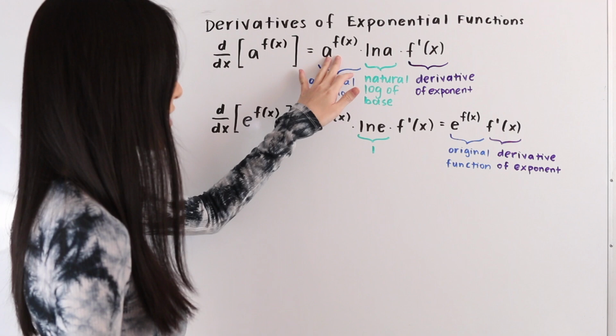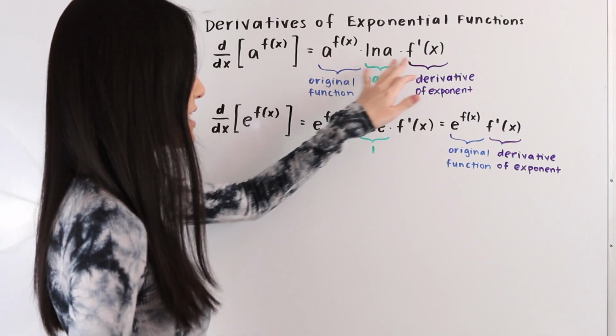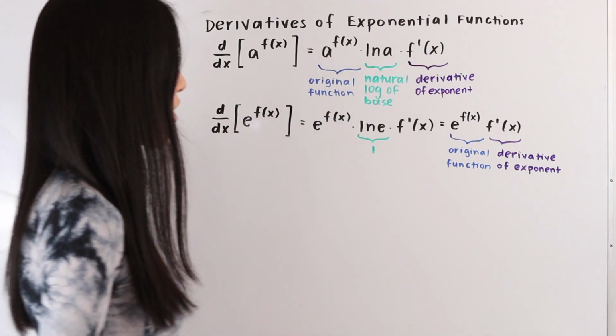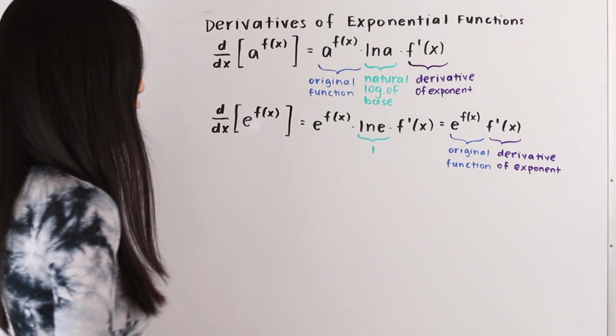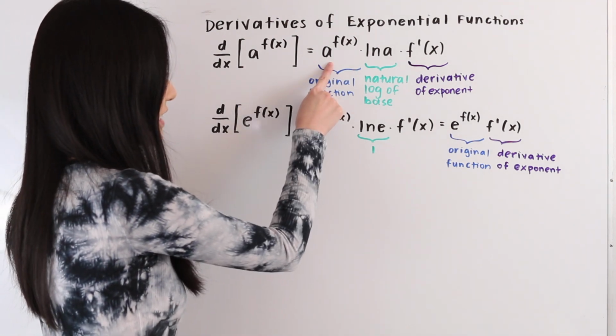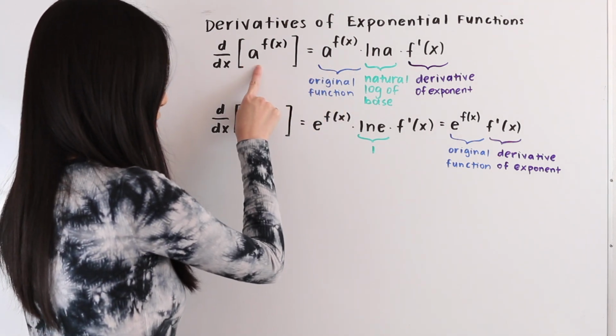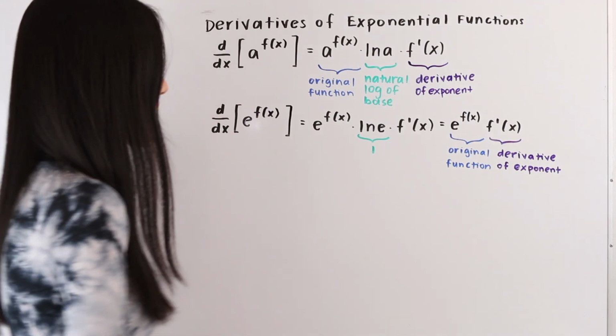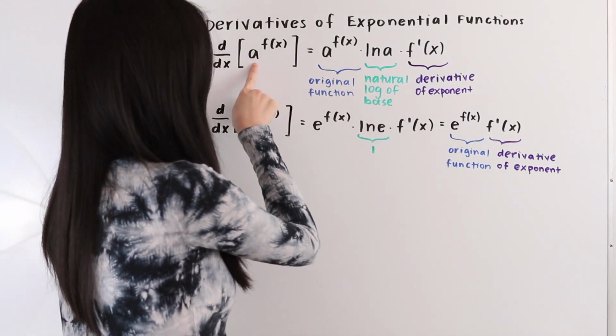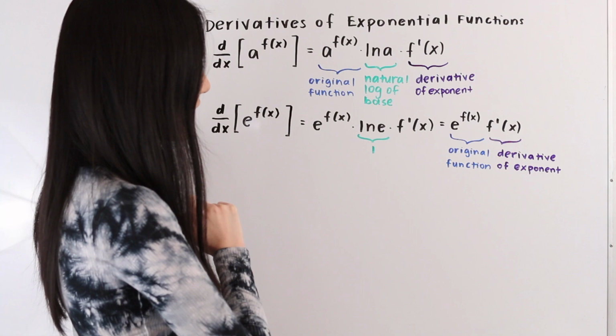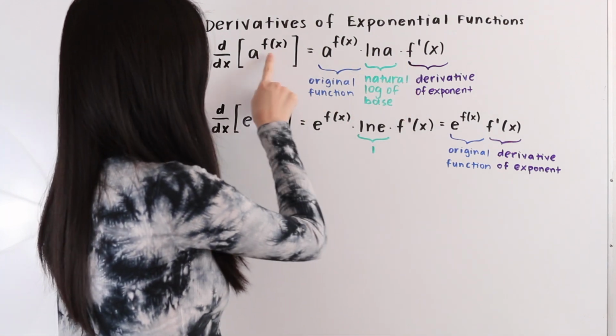The first formula is the derivative with respect to x of a to the f of x is equal to a to the f of x times ln of a times f prime of x. All we're doing here is rewriting our original function. So here we have a to the f of x, which is just this function here. And then we have the natural log of the base, a. And then we are taking the derivative of our exponent, f of x.